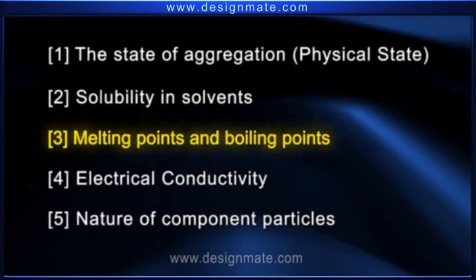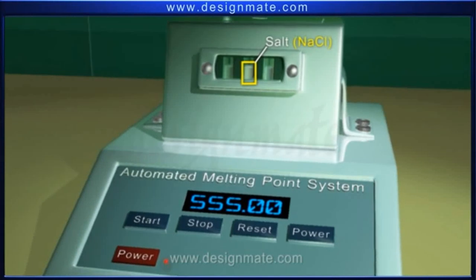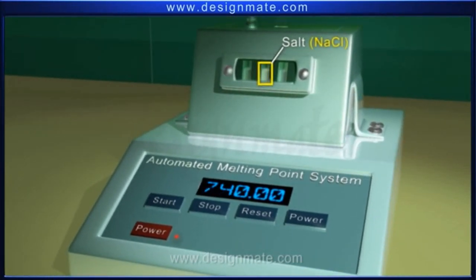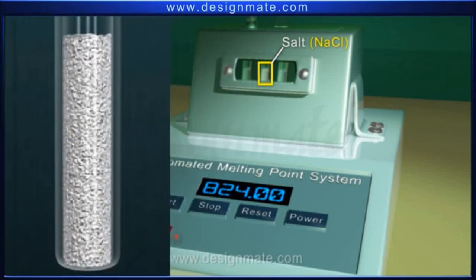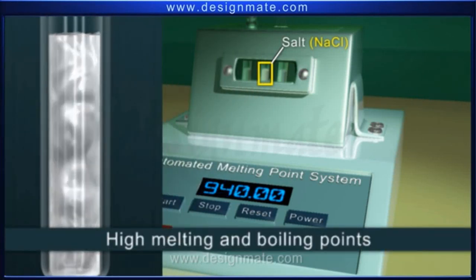3. Melting points and boiling points. In an ionic compound like NaCl, the constituent Na+ and Cl- ions are held together by strong electrostatic forces of attraction. Hence, ionic compounds tend to have higher melting and boiling points.